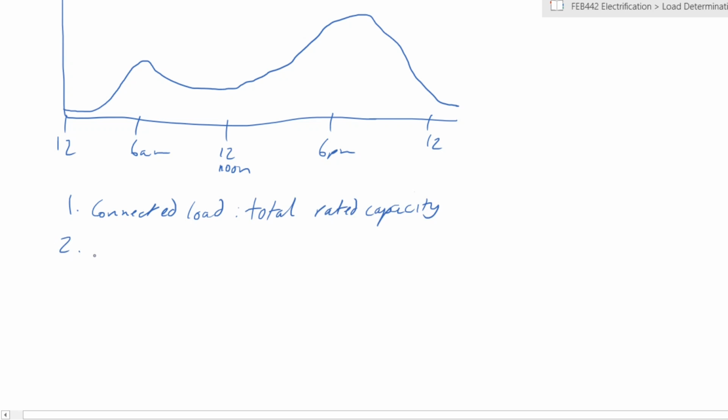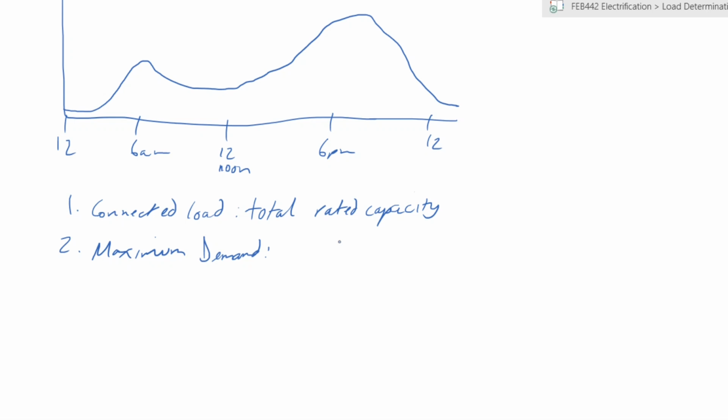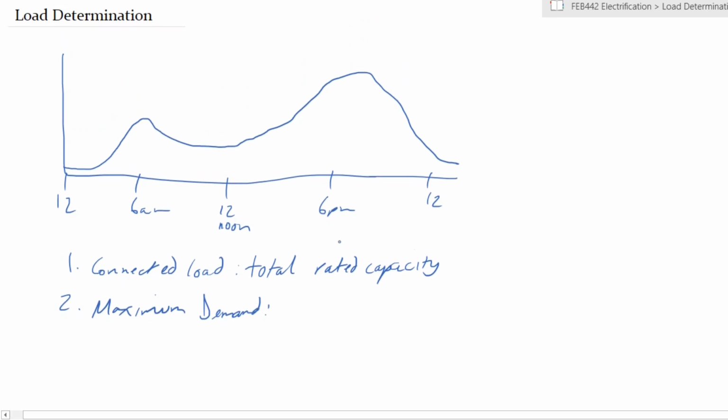Second, we have maximum demand. Maximum demand is the greatest demand during a given period, for example, demand in kVA. So in the case of our graph here, the greatest demand would be at the peak as indicated there. So the maximum demand is the greatest demand during a given period.